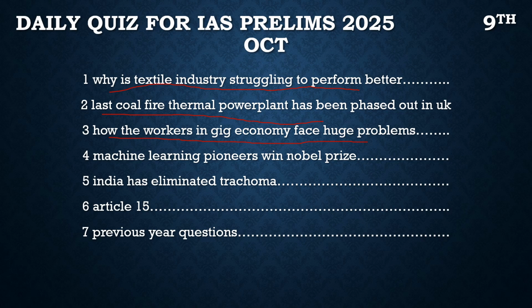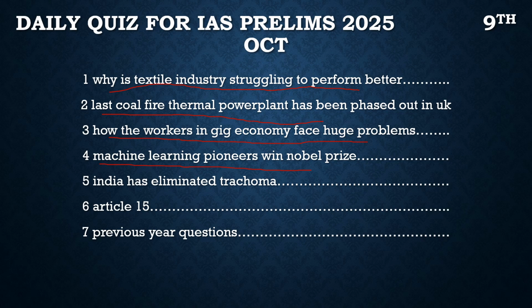Then finally there was another article. It talked about the machine learning pioneers who won the Nobel Prize in physics: John Hopfield and Geoffrey Hinton. They were the pioneers of machine learning and artificial neural networks. They got the Nobel Prize in physics. So this is what we need to know with respect to this. We will solve a prelims based question.